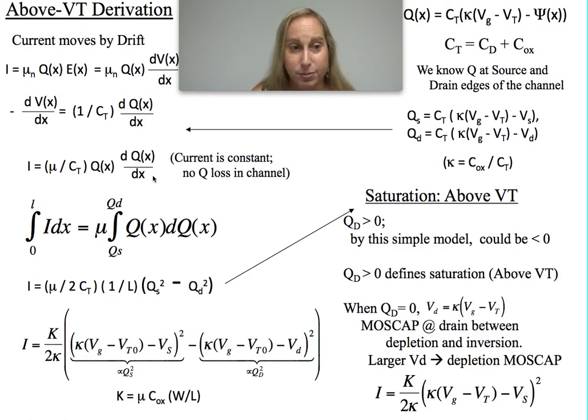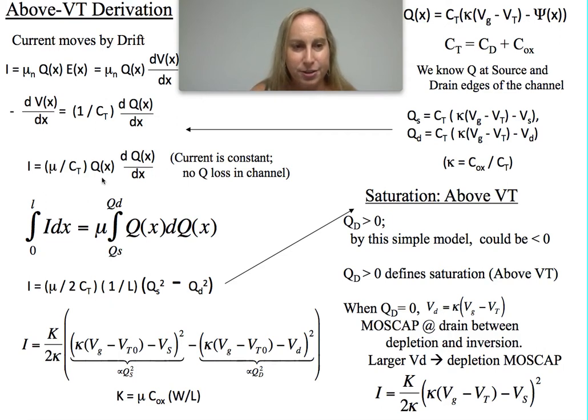How would I solve this? Well, the first thing I'm going to know is that this is going to be current, and current is in fact a constant with position. It kind of has to. There's nowhere for any charge to be lost in the channel. It doesn't go anywhere. So if carriers are moving, what moves in has to move out. There's nowhere else for it to go.